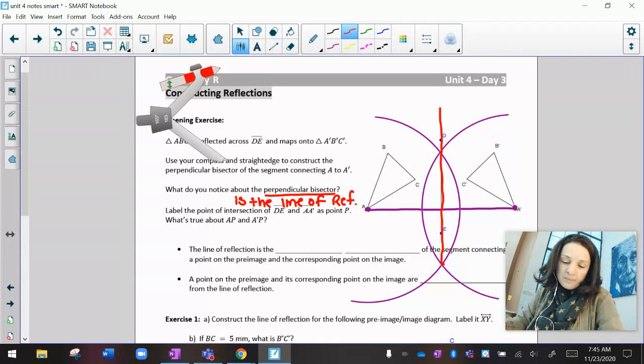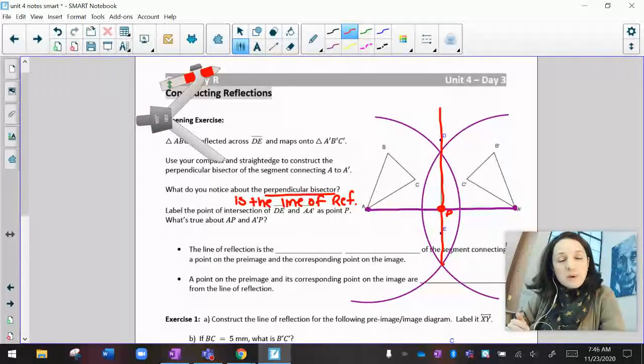Okay. Then it says label the point of intersection of DE and AA prime. So that'll be right here as point P. What is true about AP and A prime P? Notice AP and A prime P don't have a bar over the top of it. When you see this with no bar on top, that means the length. So this means what's true about the length of A to P and the length from A prime to P? And what you should notice is that they are the exact same length.